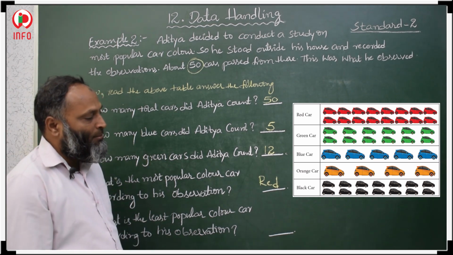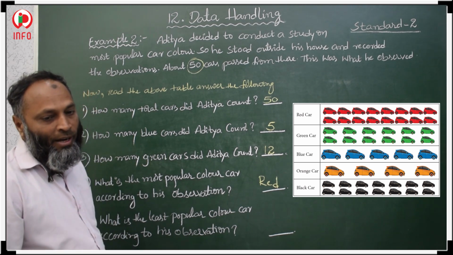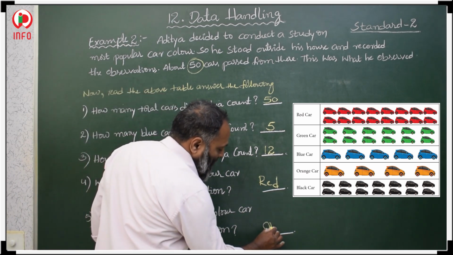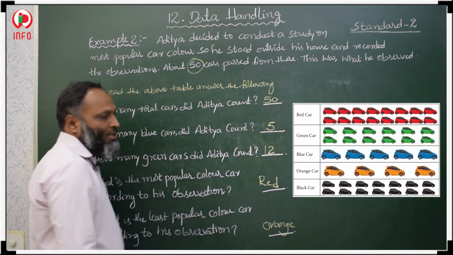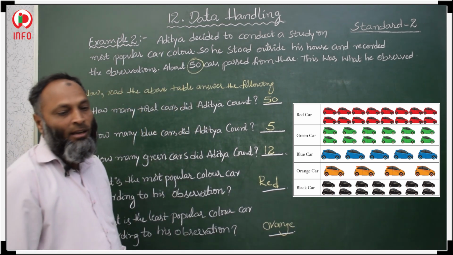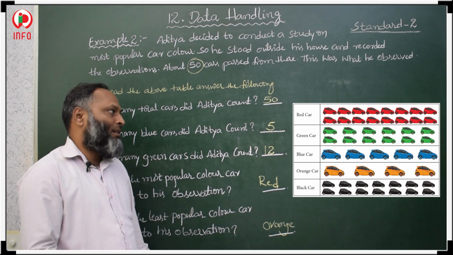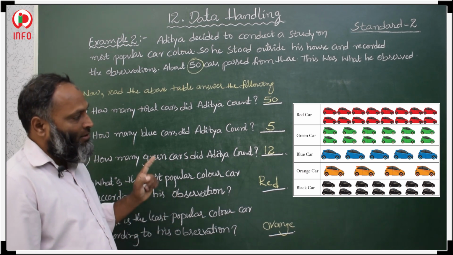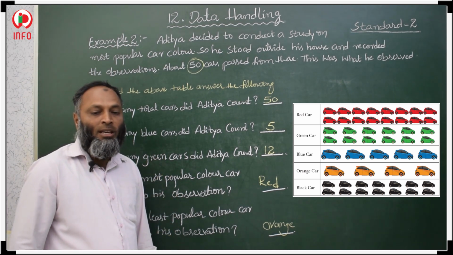Then, what is the least popular color car according to his observation? Least means the least number of cars. So which one is the least in number? That is orange. Orange is the least popular color. So in this way, first we observe the data, then based on the data, if you ask some questions, first you understand the observation and answer those questions.